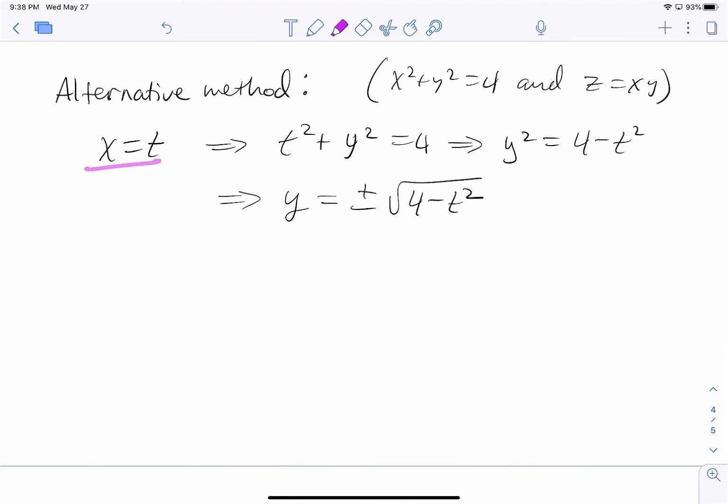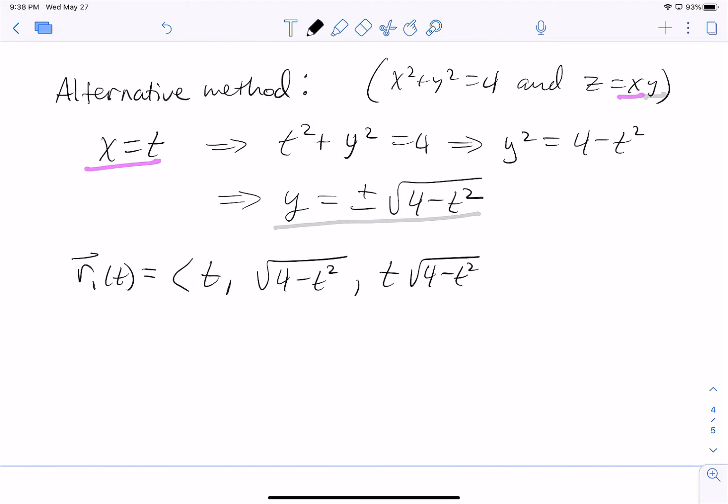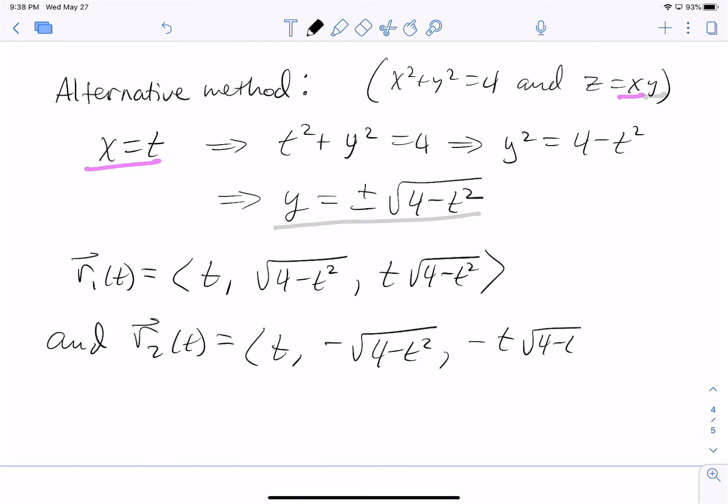This time we have x equals t, and x is showing up in z equals xy. And y is one of two radicals, but it's still showing up in xy. So we're going to have to write down two functions. I'll say r1 of t is equal to t, the positive square root of 4 minus t squared, and then the product of the two, t times the square root of 4 minus t squared. And r2 of t is equal to t, the negative square root of 4 minus t squared, and then negative t times the square root of 4 minus t squared.